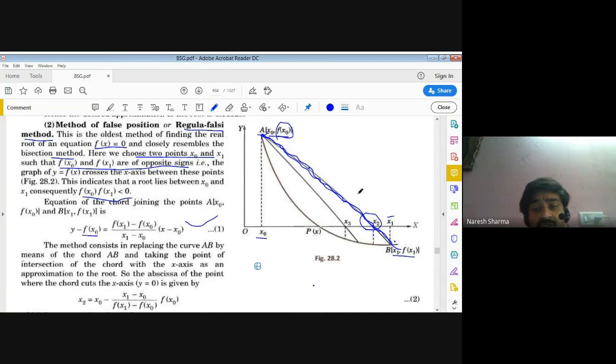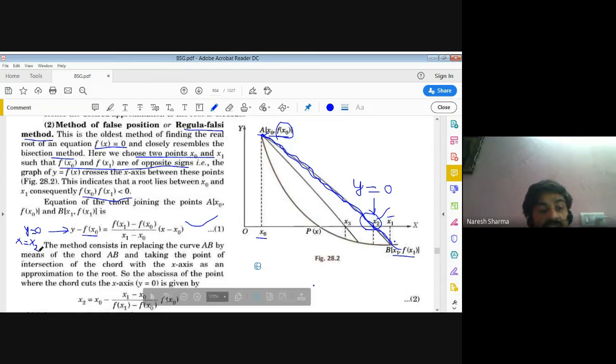When this line crosses the x-axis, or touches your x-axis, you know that a line touching the x-axis means the value of y at this point is equal to 0. So if I am interested in the point x2, we put y equal to 0 in this line, and we get x. That value of x is called your first approximation of the root by the regula falsi method, and we assume this x is equal to x2 because we give some name here.